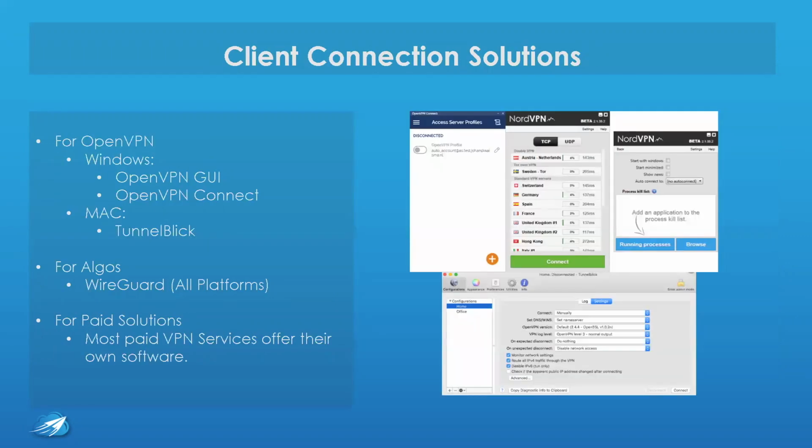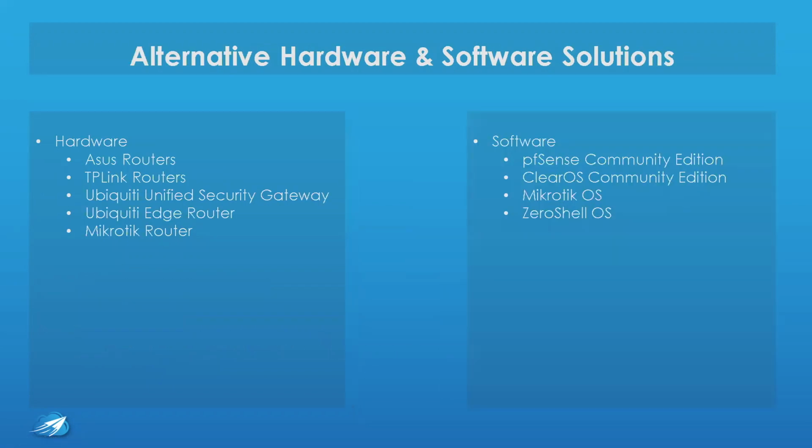So you saw the OpenVPN Connect and the Tunnelblick, but this also shows the other VPN clients that they have for NordVPN, just some images there. But your VPN clients are what you'll have on your machine that's actually connecting to the VPN. So this is what you'll go through for connecting to the VPN that you set up. And most paid solutions will have their own type of client. And you're just talking about different hardware.